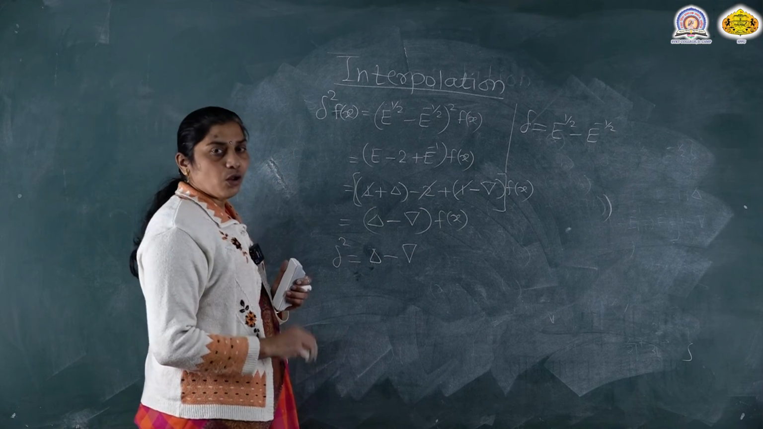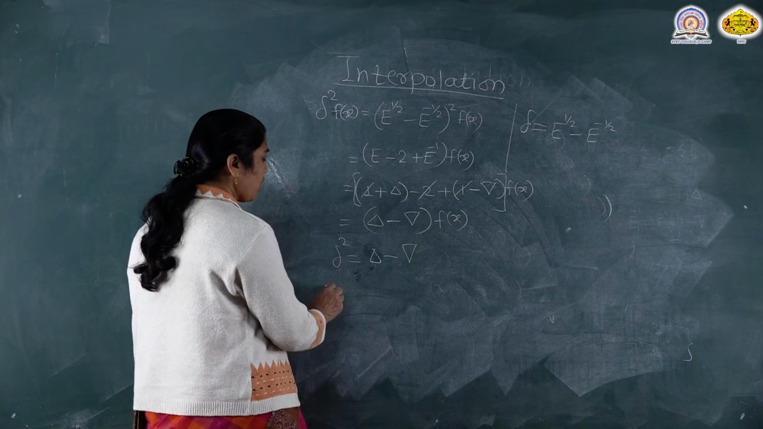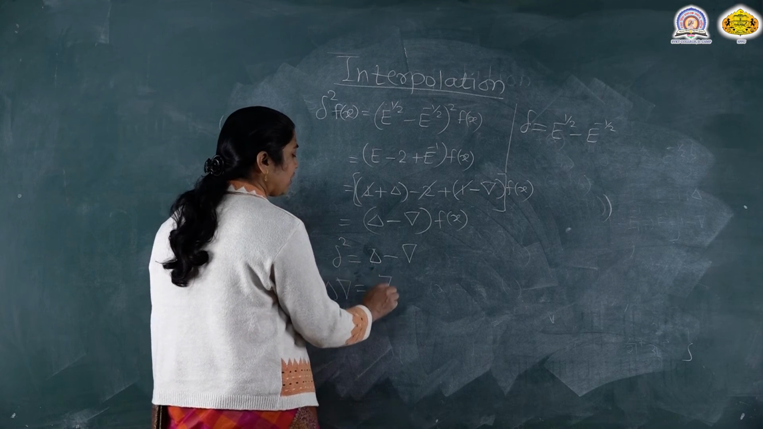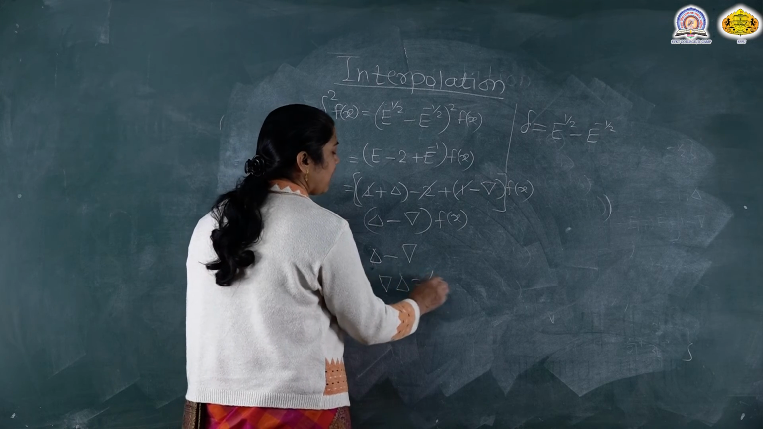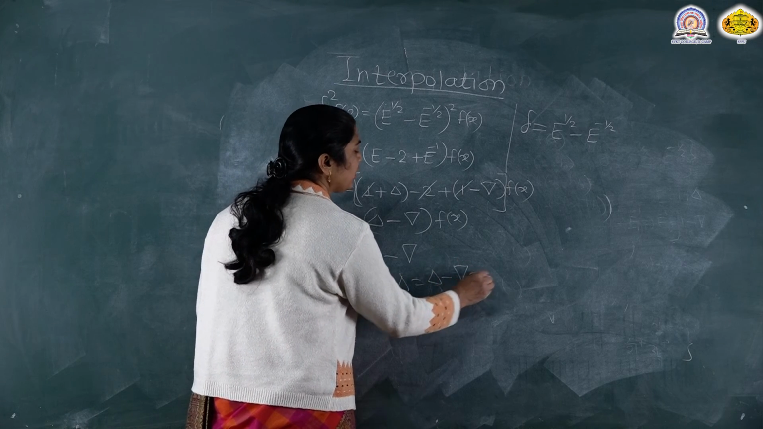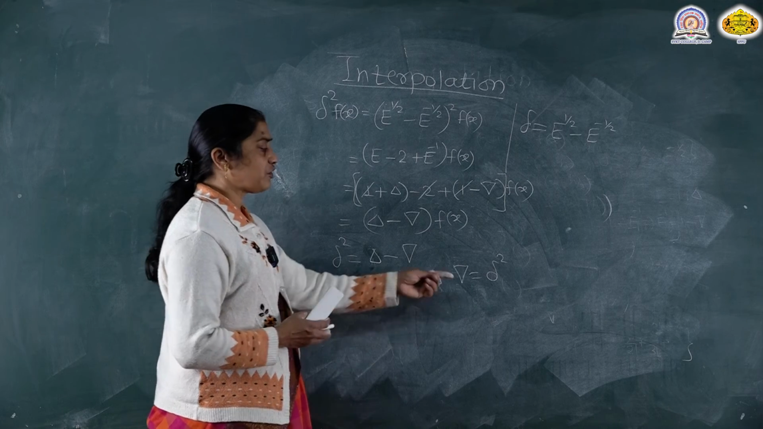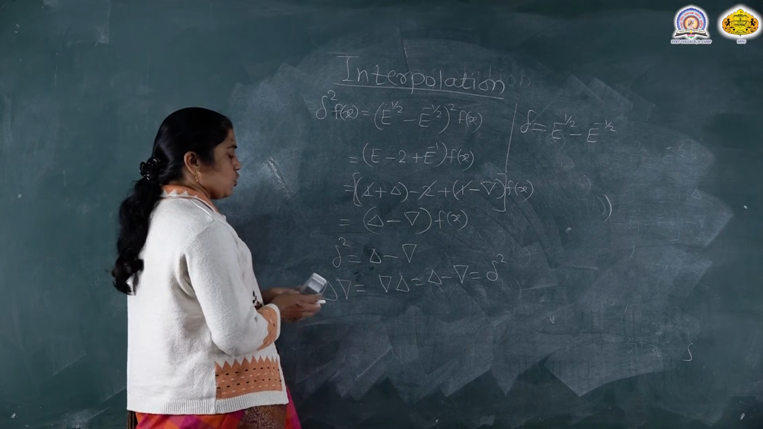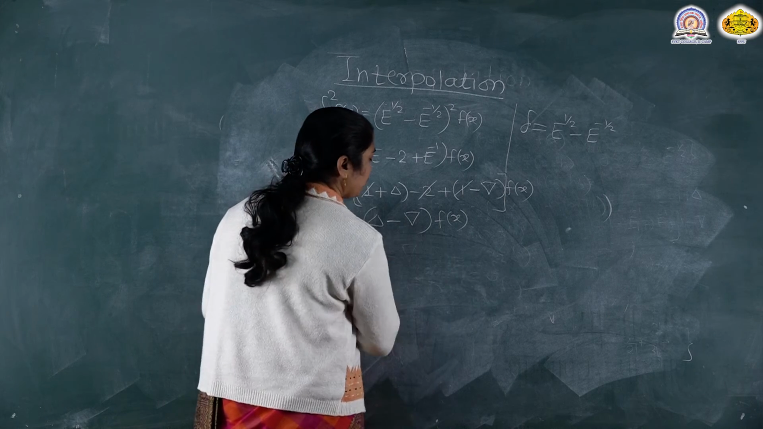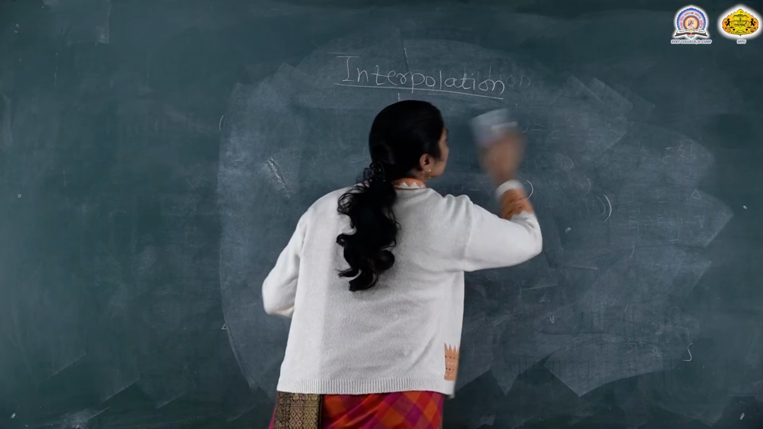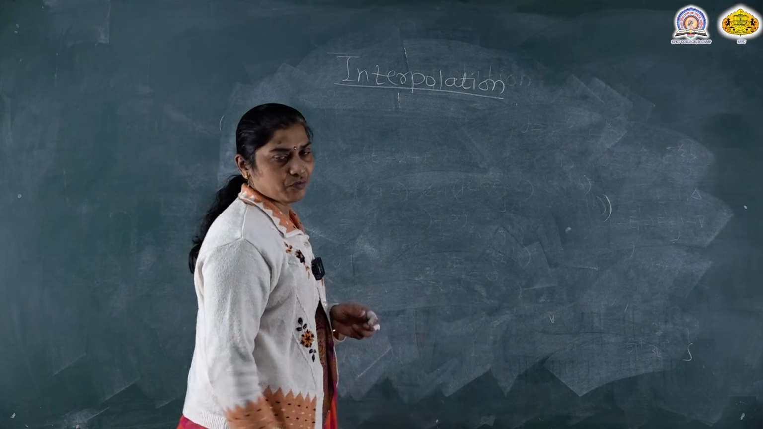So combining all the results, what have we proved? We have proved that Δ∇ is the same as ∇Δ, it is the same as Δ − ∇, and it is equal to δ², that is, the central difference operator squared. So that also gives the relation between the forward and backward difference operators and also the central difference operator.